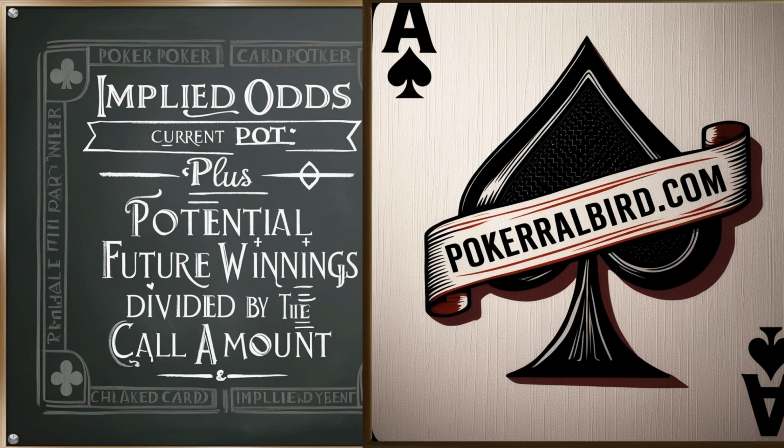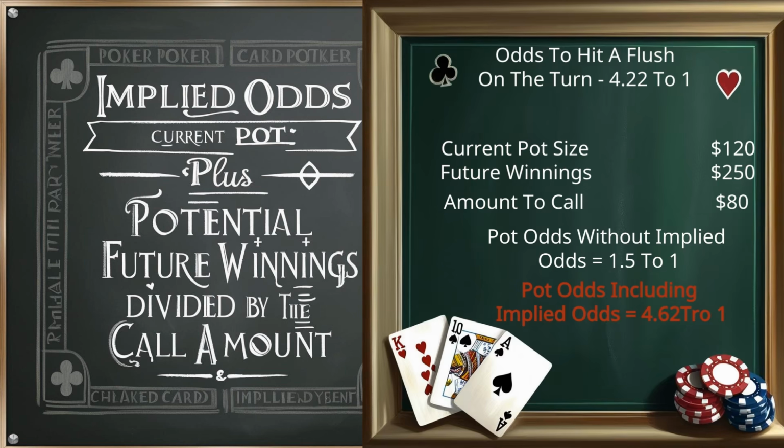Here's the formula we'll be working with. Implied odds are calculated by adding the current pot size to the potential future winnings and dividing that by the amount you need to call. This formula allows you to assess whether it's worth chasing a draw or making a call that might look unprofitable at first glance. The beauty of implied odds lies in their ability to help you see beyond the immediate situation.